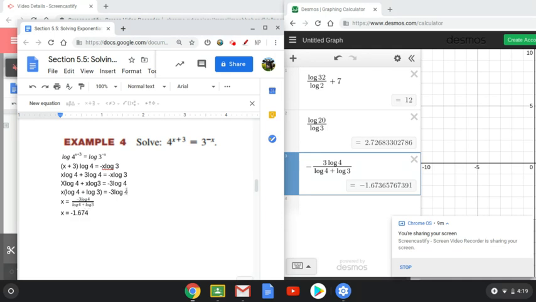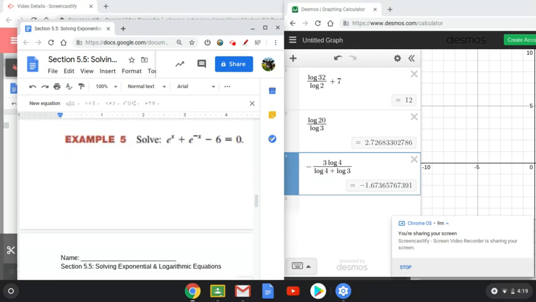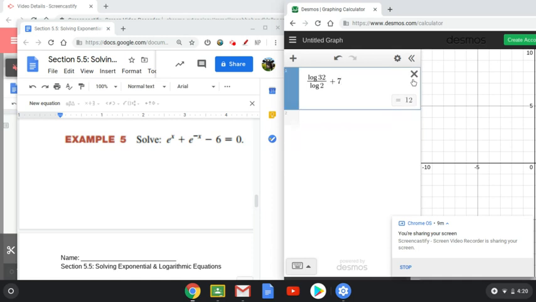And then you're done. All right, very last example for this video. So let's say you see something like this. Solve e to the x plus e to the negative x minus 6 equals 0. Here's the thing. There are ways to solve this by hand. They are very ugly, and I don't feel comfortable teaching them to you when I'm not in a classroom where I can answer questions about it. Here's the easiest way to solve something really ugly like this.